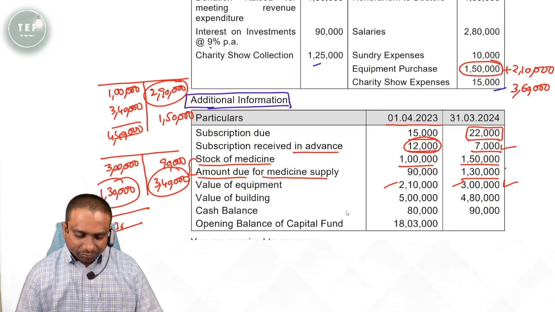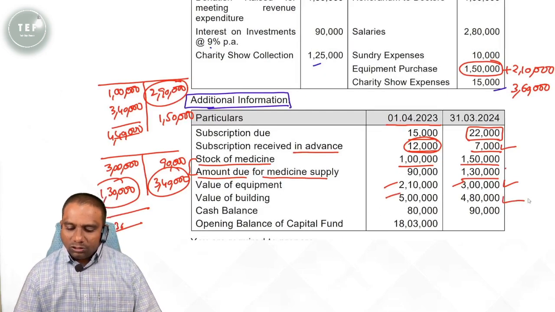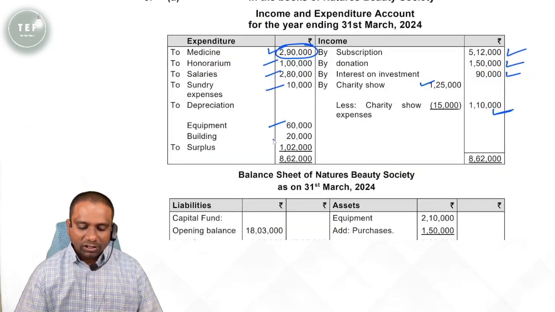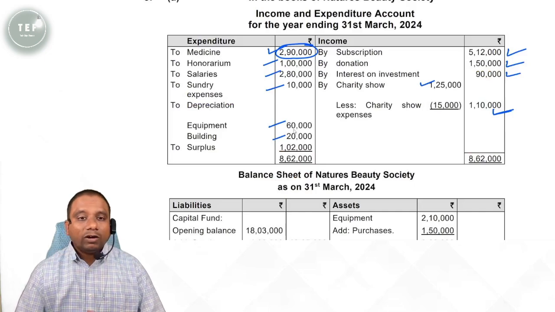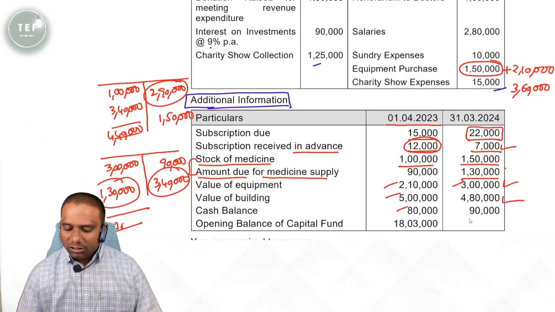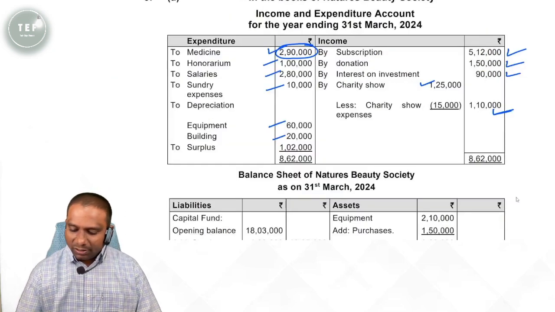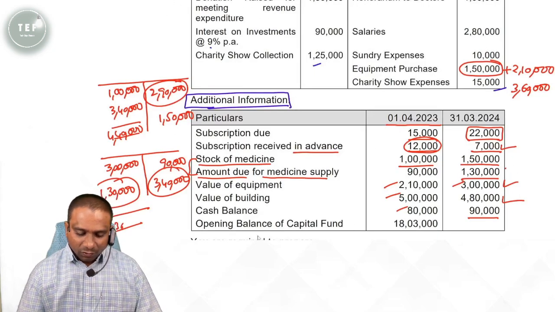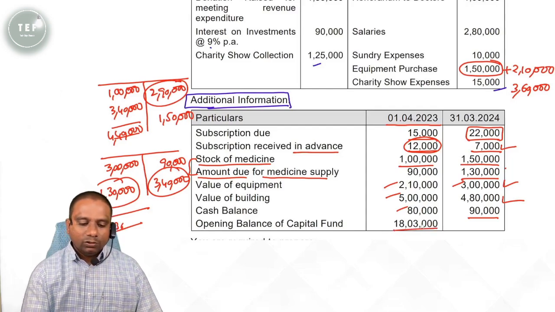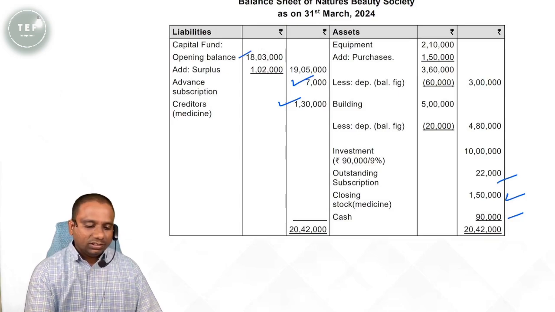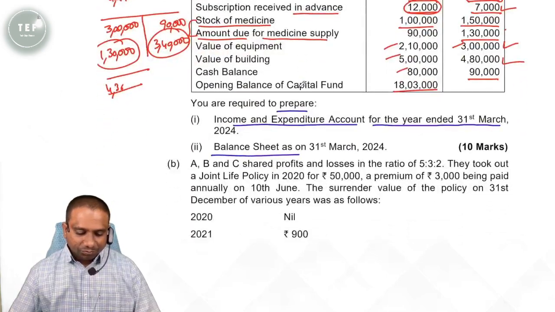Next one. Building opening 5 lakhs, closing 4 lakh 80, means 20,000 depreciated. So these things you have to observe. Next one. Cash balance opening 80, closing 90,000. 90,000 goes on the asset side of the balance sheet. Simple. Next one. Opening balance of capital fund. Take it to the balance sheet, liability side. That's it, students. Completed.